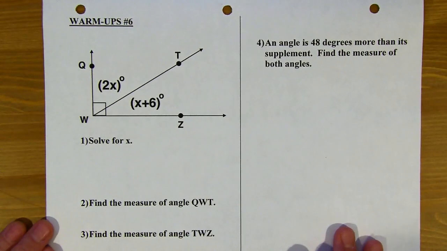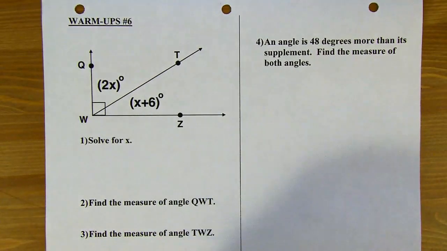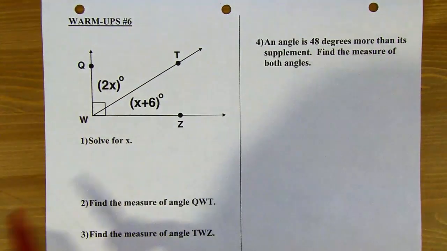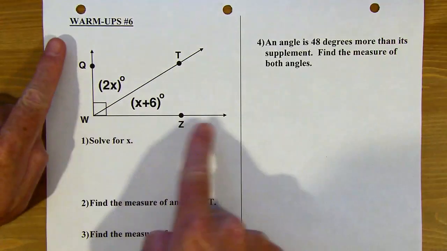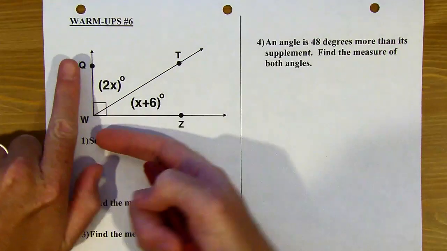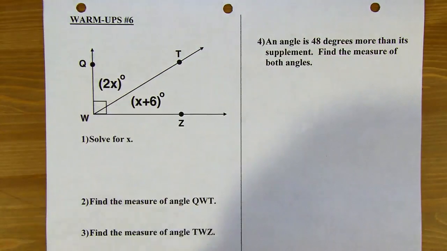Okay, here's warm-up number 6 for geometry. So we've got here two angles, well, three angles actually. We've got these two angles, and then we've got the bigger angle. And this bigger angle is a right angle I can see, so it measures 90 degrees.